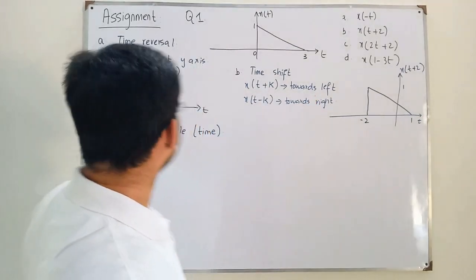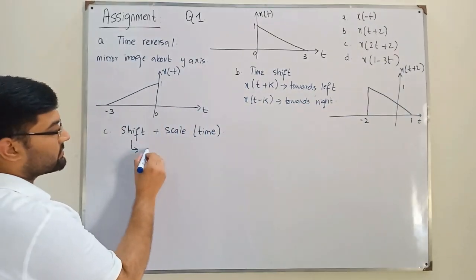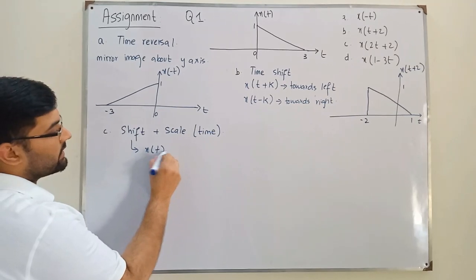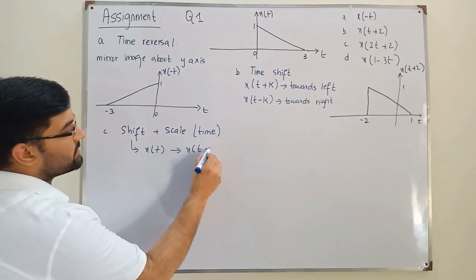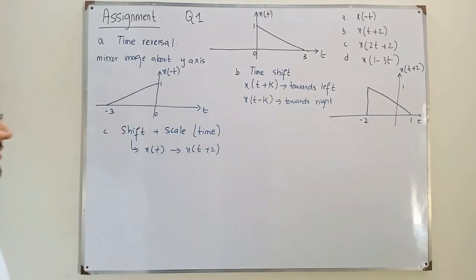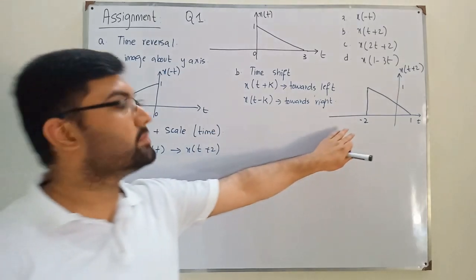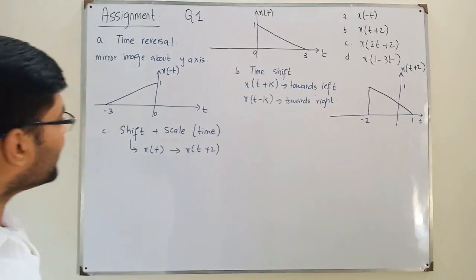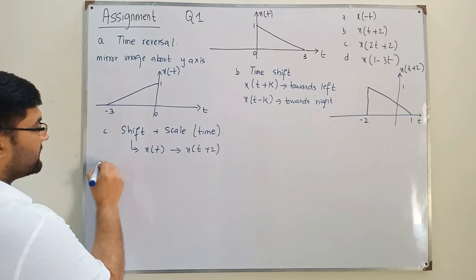What would we have if we shift it? x of t is shifted to get the signal x of t plus 2, which I already have. This is x of t plus 2 from part b. Now we have to scale it.